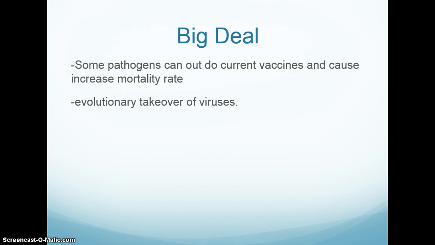In a sense, it's an evolutionary takeover of viruses, and we are then under the viruses, as they'll be able to kill us off faster without any aid, and our aid of vaccines wouldn't be able to help our immune response get over that current evolutionary takeover of viruses.